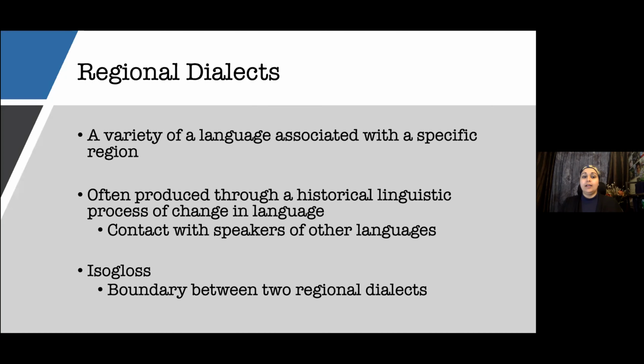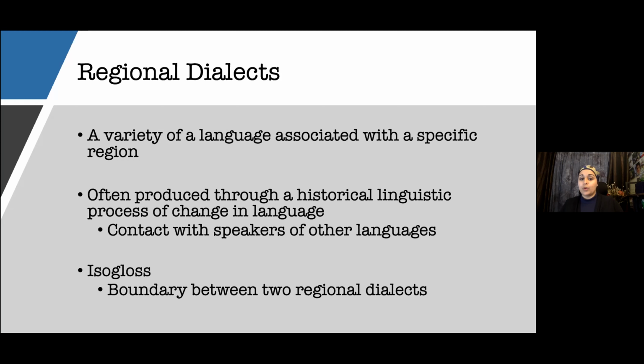So regional dialects are a variety of language associated with a specific region. They're often produced through historical linguistic processes of change in a language. So it happens over time, and it happens with contact with speakers of another language. So for example, in the South, they'll have a regional dialect. They may say, y'all come over for supper instead of why don't you all come over? And there are different dialectical differences, and that is because of the influence of the languages that have come to those regions.